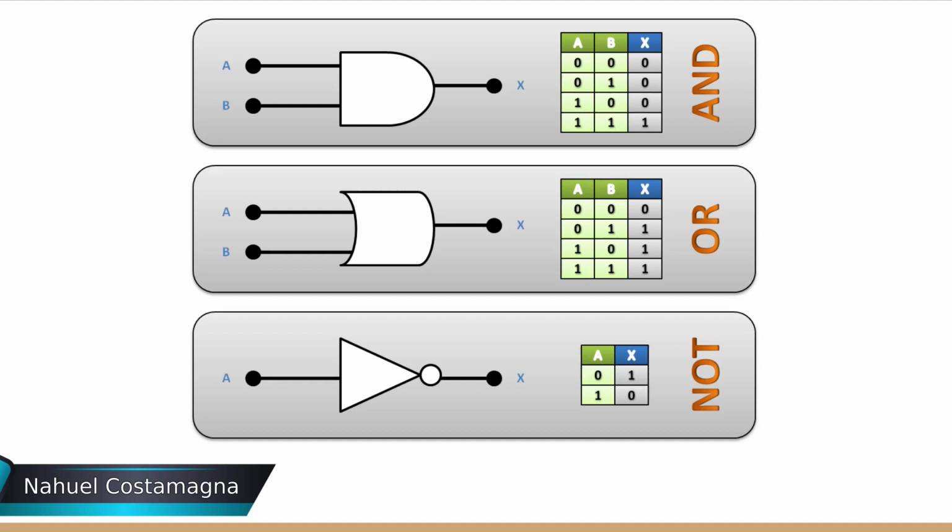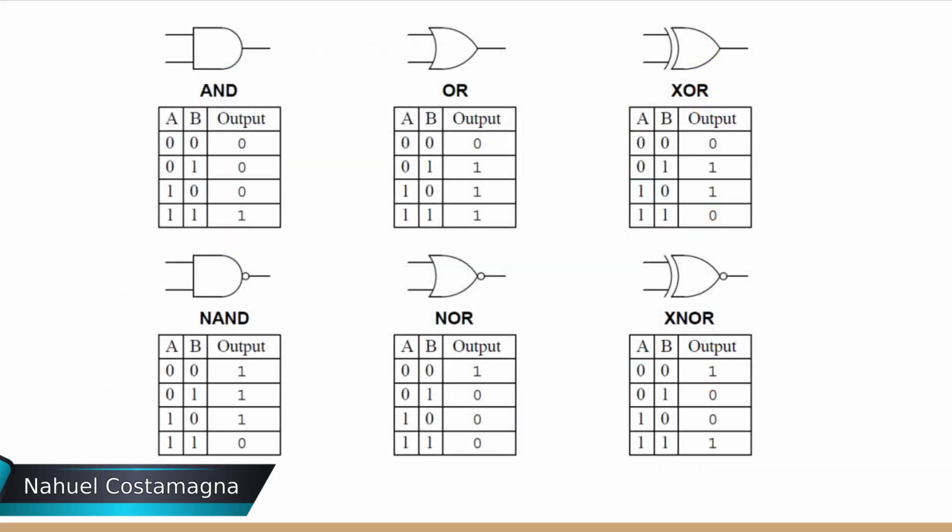And the last operator in the image, not, unlike the other logical operators, only takes one input value. And the value of x will always be the opposite of a. For instance, if a is 1, x will be 0. And if a is 0, x will be 1. And, or, and not are the most common.